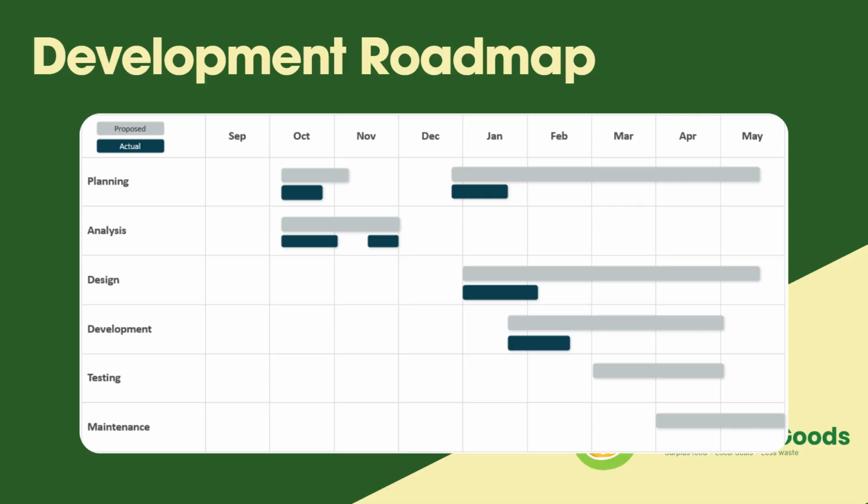So for the development, our proposed timeline is from late January to around April. The actual bar shows we've already started development around late January up to February. This is where we implement the core modules and convert the designs into working features.